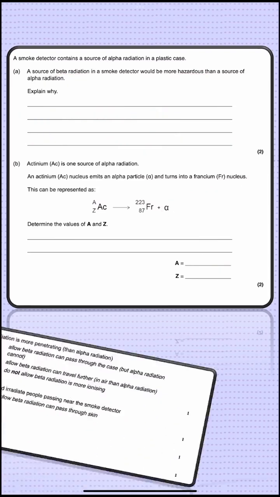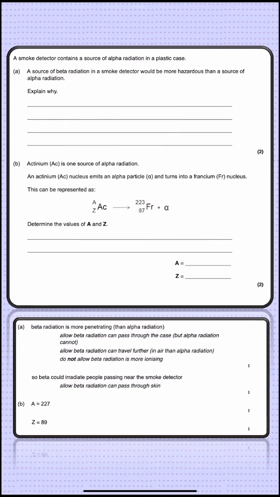Let's check that on the mark scheme. First question: beta radiation is more penetrating. We said that already. We can say it travels further as well. It can pass through the case. What that means is the case of the actual smoke detector, because it has a plastic case. It can pass through that, and beta could irradiate people who are near the smoke detector, or you can say it passes through the skin. So that was fine, we got 2 marks there. And for the two numbers, we also got 2 marks.